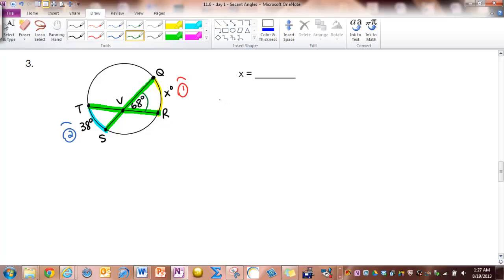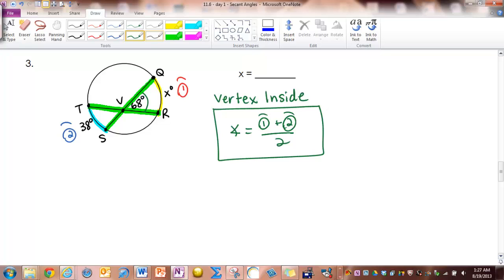So again, the vertex of our angle is inside the circle, and whenever the vertex is inside, our angle is arc 1 plus arc 2 divided by 2. Now our angle in this case is 68 degrees. The measure of arc 1 is x. The measure of arc 2 is 38 degrees, and we take that sum and divide by 2.